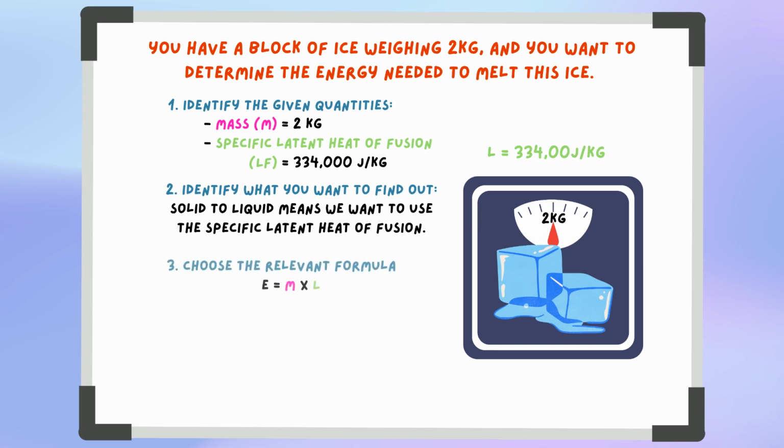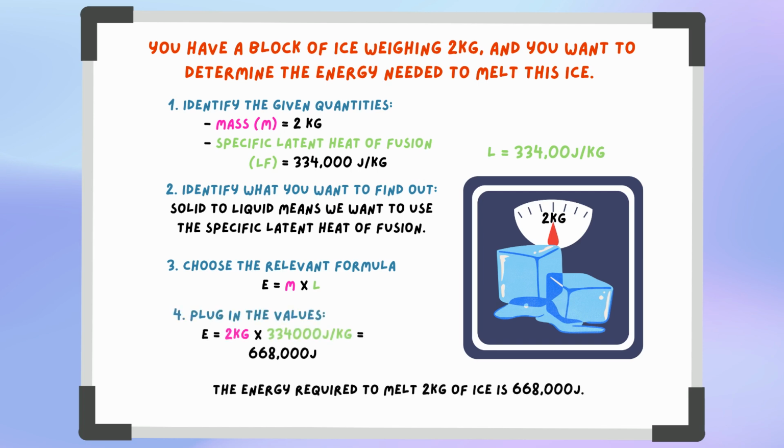Now choose the relevant formula. Since we are given the mass and specific latent heat of fusion, we use the formula energy required is equal to mass multiplied by the specific latent heat of fusion. Make sure to check the units. Mass is given in kilograms, which is the standard unit. Specific latent heat is given in joules per kilogram, which is also standard.